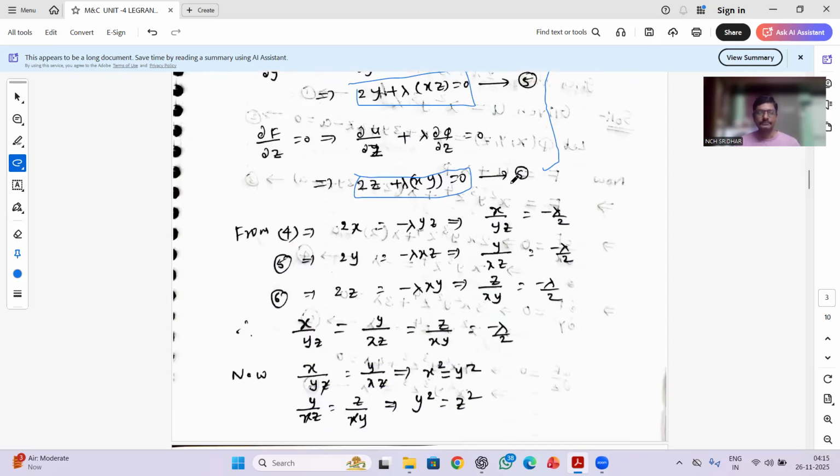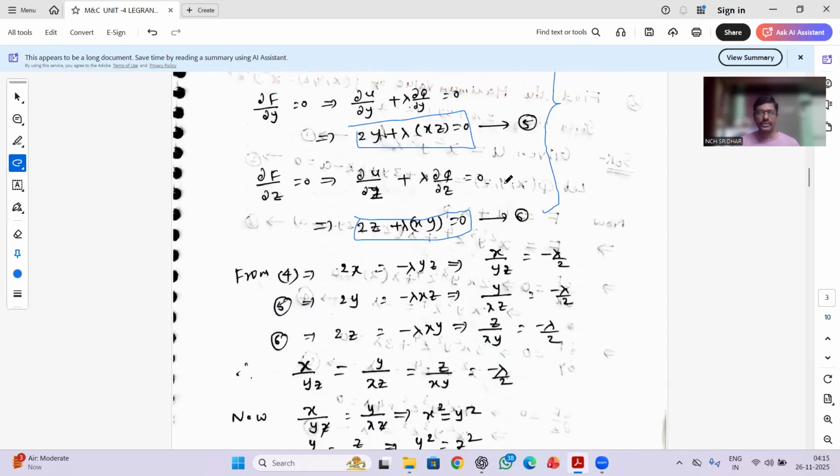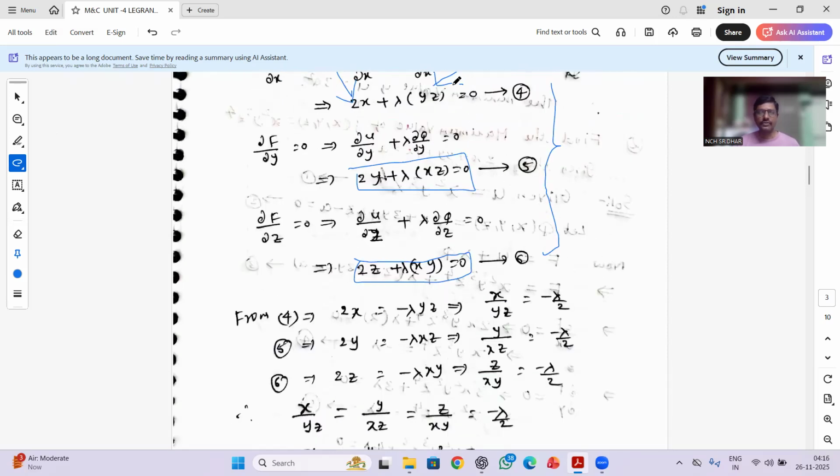Now we will see. Taking the fourth equation, 2x plus lambda into yz is equal to 0, so you can write it as 2x is equal to minus lambda into yz. Cross multiplying this yz, I get x by yz is equal to minus lambda by 2.